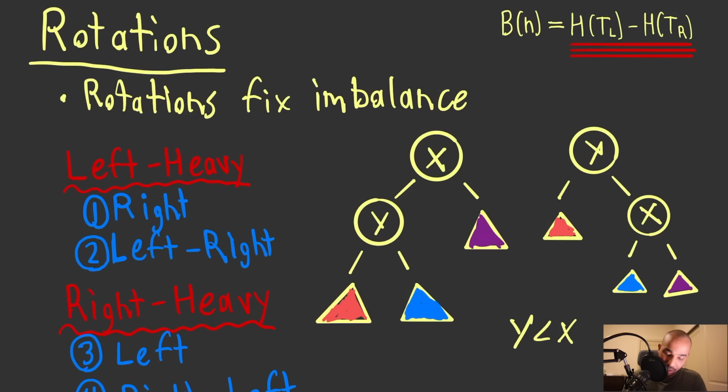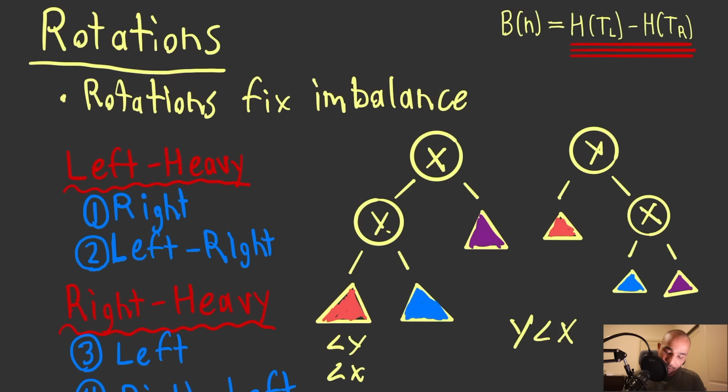So we see this little red triangle. What do we know about that red triangle? We know that that red triangle is less than Y and less than X. Okay, we're just going off what we know. We're not doing any abstract rotations. We're not making abstract subtrees. We're just looking at what the tree is telling us. And this is a really good way to reason about data structure problems.